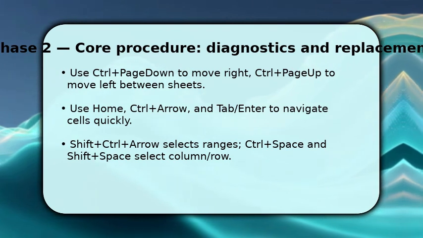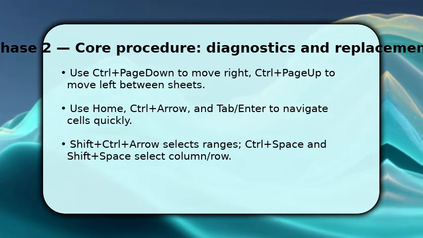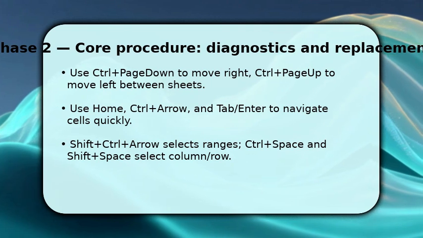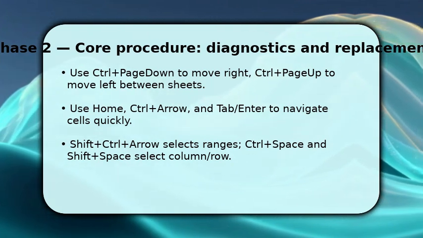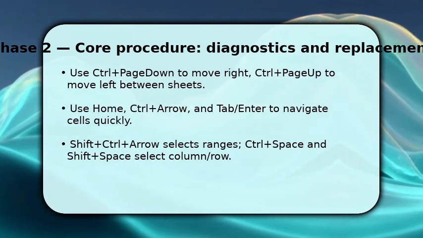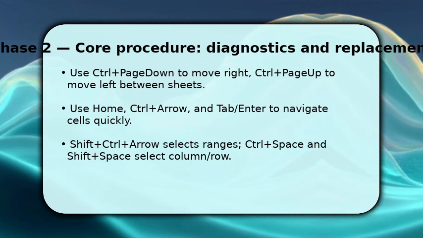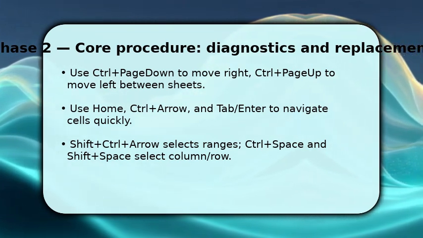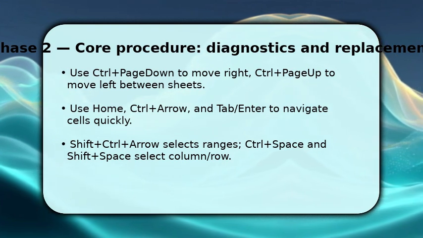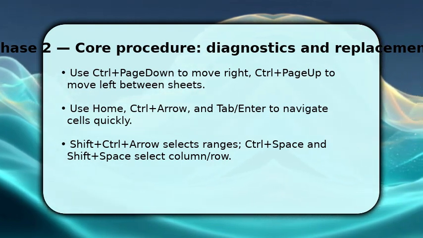Once on the target sheet, use Home to return to column A and Ctrl plus arrow to jump to data edges. This speeds locating your area. Use Tab and Enter to move horizontally and vertically through cells while editing, and apply Shift plus Ctrl plus arrow to extend selections. Make sure to keep keystrokes intentional.